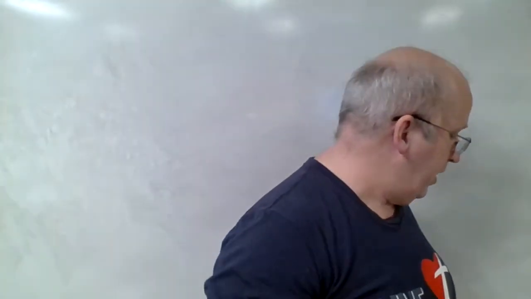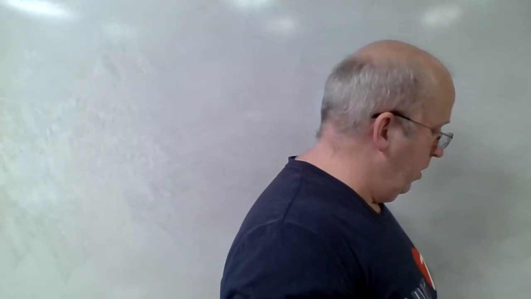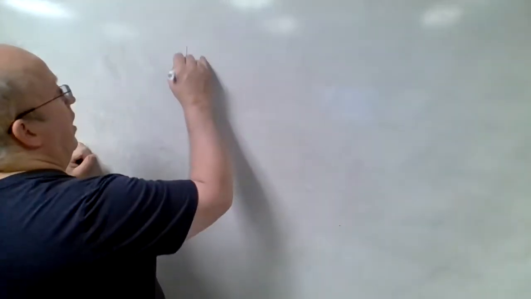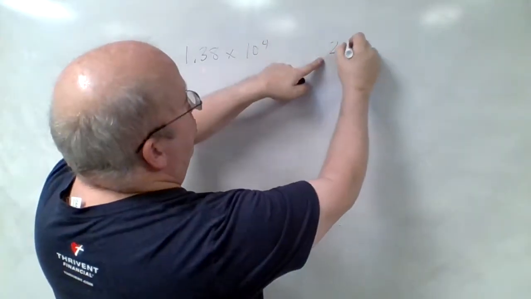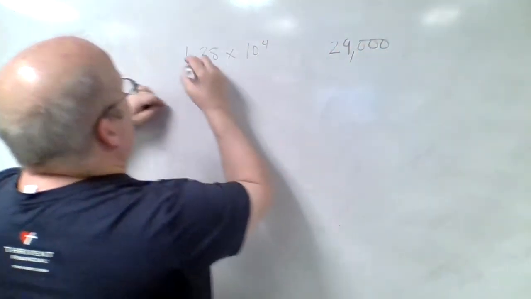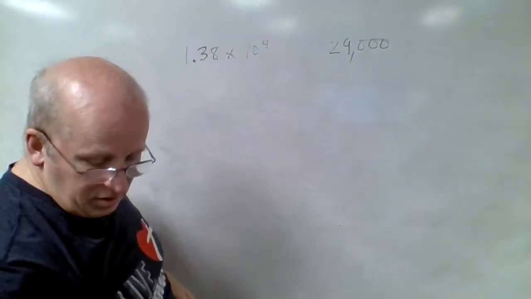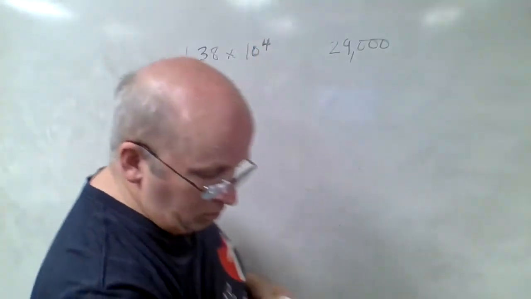They're asking you to compare 1.38 times 10 to the 4th power to 29,000. And they're wondering, is Mauna Kea larger than Mount Everest, or is Mount Everest larger than Mauna Kea? Well, how do we do that? How do we compare something like this number to a number that looks like this? How do we compare 1.38 times 10 to the 4th to something like 29,000?